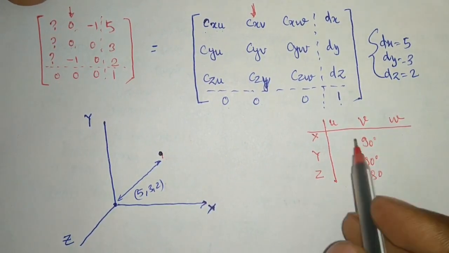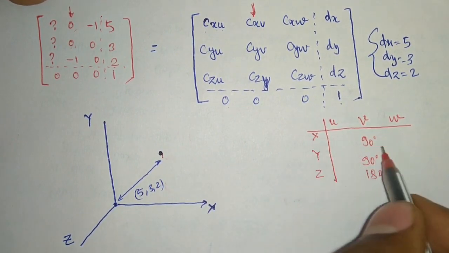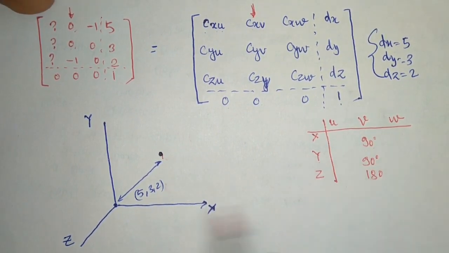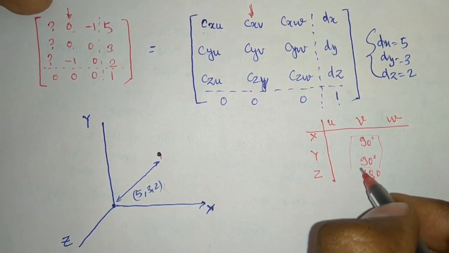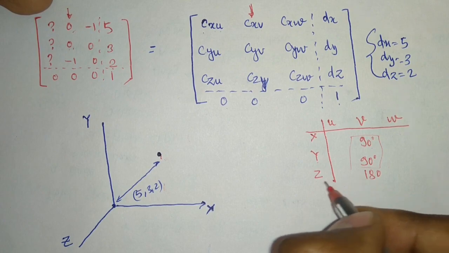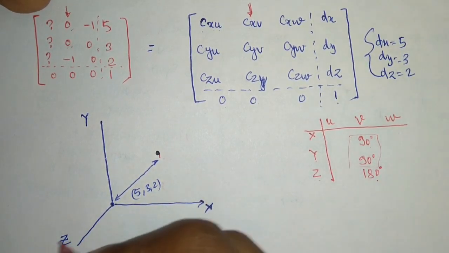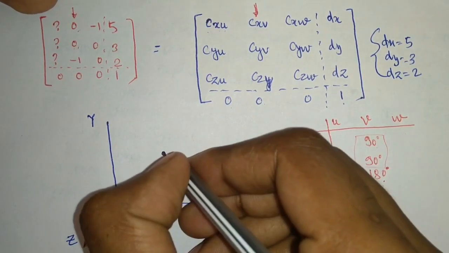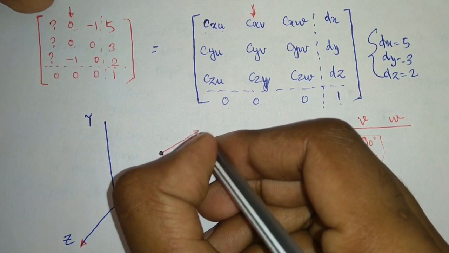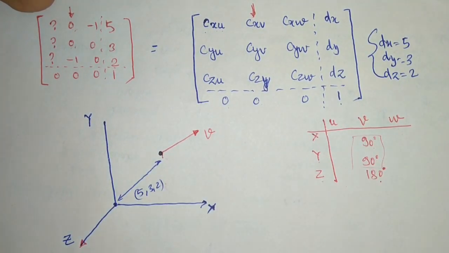Now how do I represent this V vector on this plane? It has x at 90 degrees, y at 90 degrees, and z at 180 degrees. When both x and y are 90 degrees, the line is going to be along the z axis, and with z at 180 degrees, if the z direction is this, then my v direction will be like this. So this is going to be my v vector.